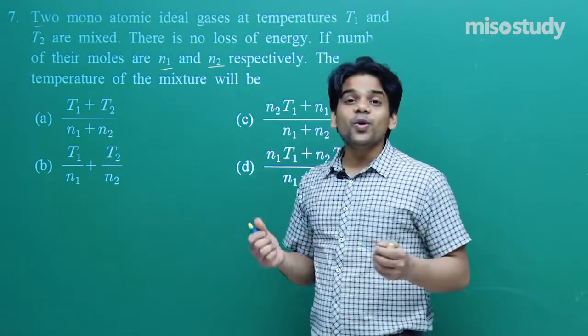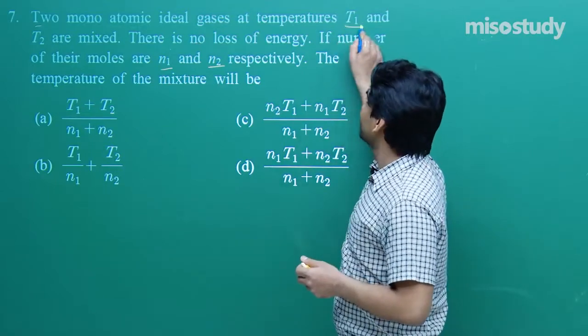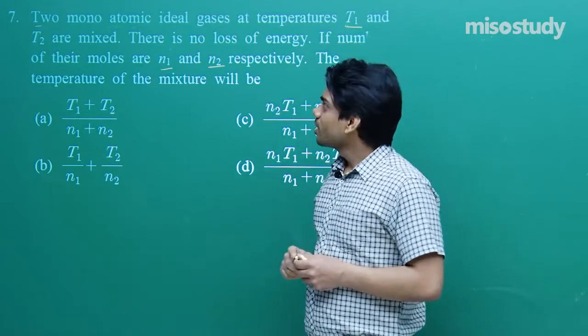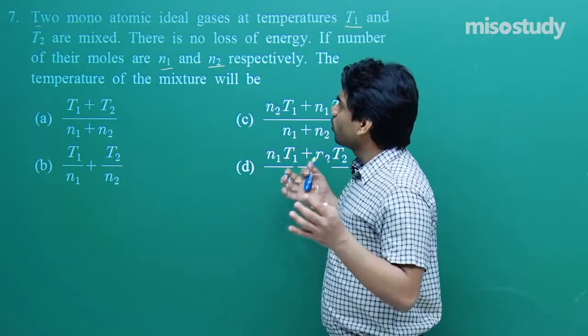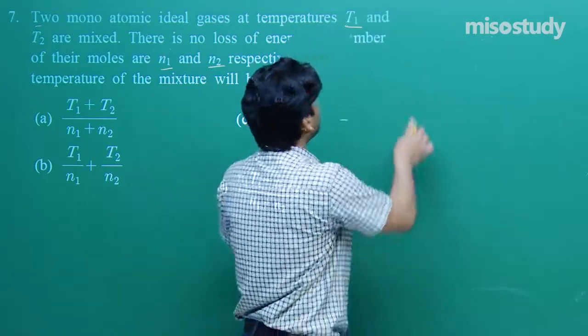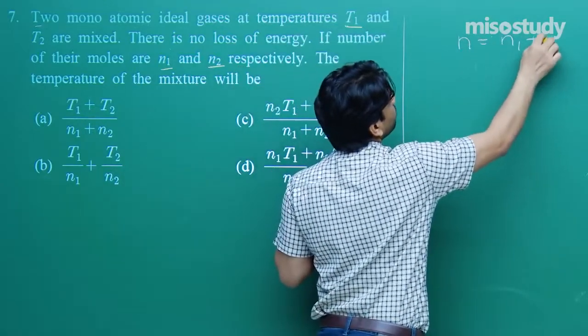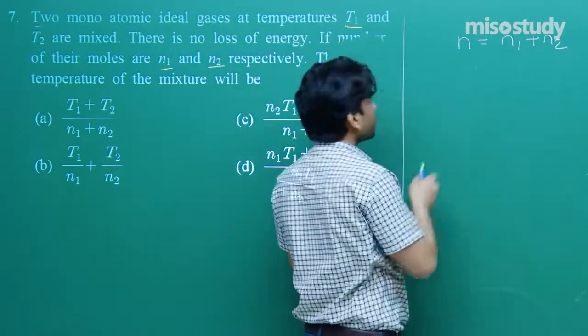See, two monoatomic ideal gases at temperatures T1 and T2 are mixed. There is no loss of energy if the number of their moles are N1 and N2. Now see, let us say the total number of moles combining the two will be N equals N1 plus N2. That is quite obvious.